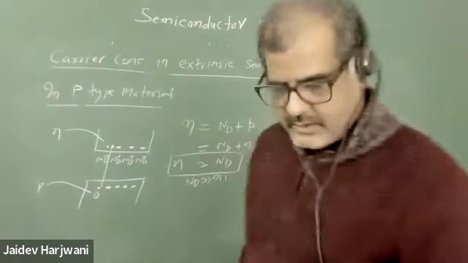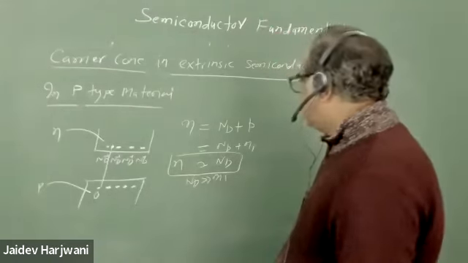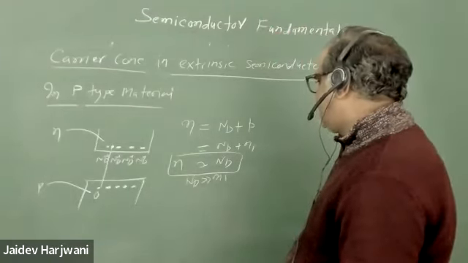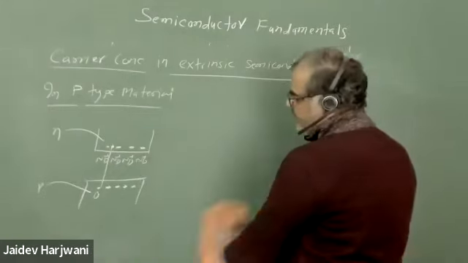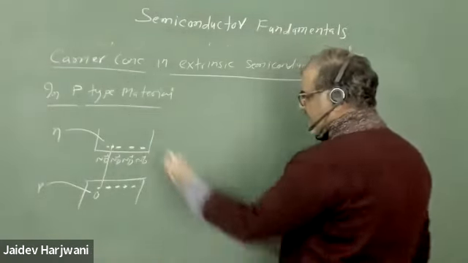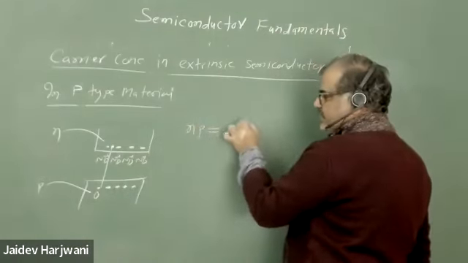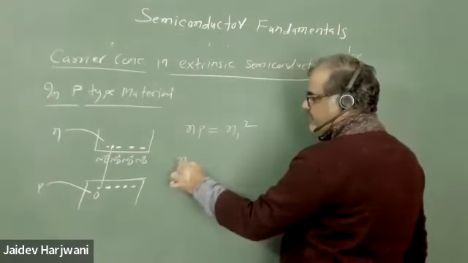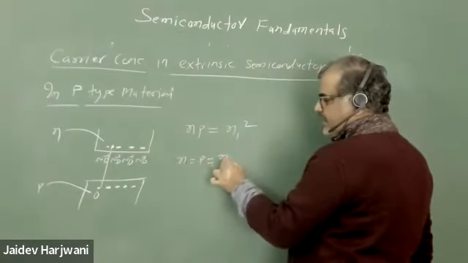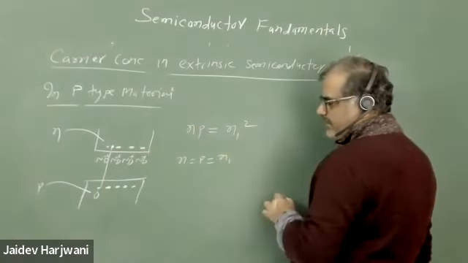Sir, in the law of mass action, what will we take? The law of mass action, I have not derived here. That is valid for all types of semiconductor, not only for intrinsic semiconductor. In intrinsic semiconductor, we have n equals p equals Ni, so np equals Ni square.